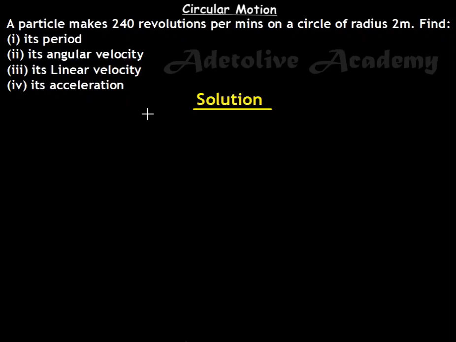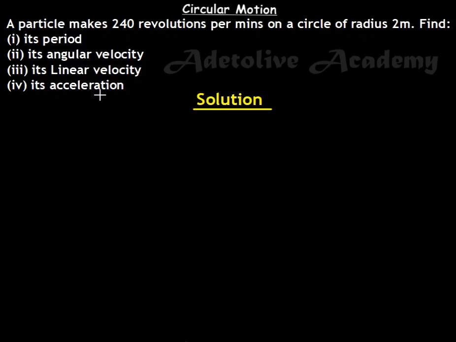Hello everyone, in this video let us solve the circular motion problem. So here we have a particle that makes 240 revolutions per minute on a circle of radius 2 meters. I want to find its period, its angular velocity, its linear velocity, and its acceleration.